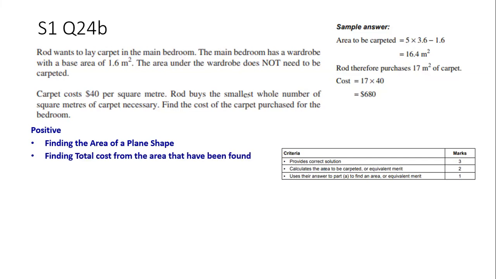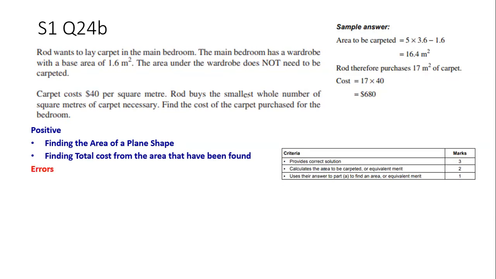If they didn't correctly find the area of the carpet to be laid, so they forgot the 1.6 or they used the wrong units from earlier, they still understood that they needed to multiply that by the $40 to find the total cost to actually carpet the main bedroom. So overall, look, the kids were able to do relatively well with this, but there were some key parts in there that were tricky for a standard one student to pick up.